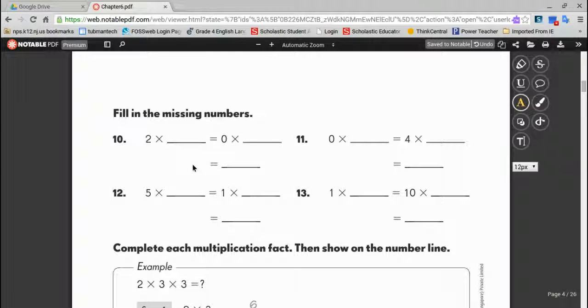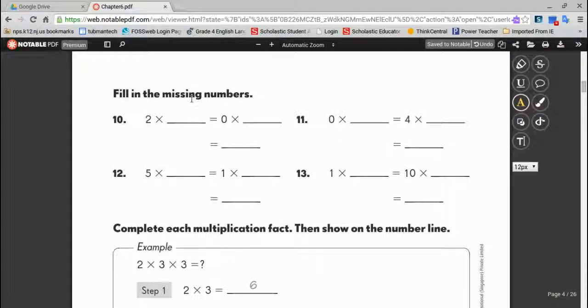Fill in the missing numbers. Alright. So 2 times something equals 0 times something. Alright, so here, because we're going to multiply by 0, we know that any number that multiplies by 0 will get a 0. So this has to be 0. 2 times 0 equals, and again we can switch these numbers around, 0 times 2. And we know that any number multiplied by 0 will give us just 0.